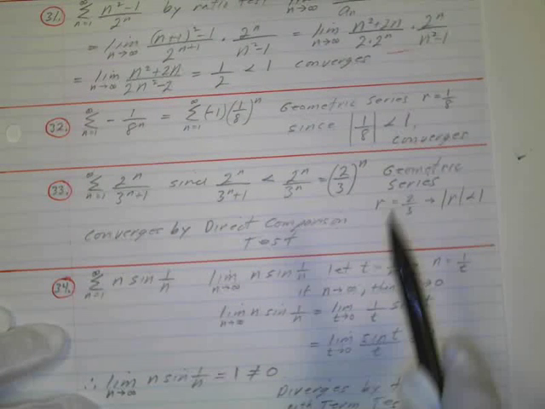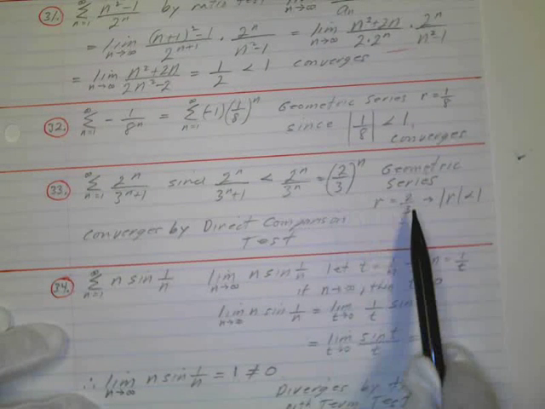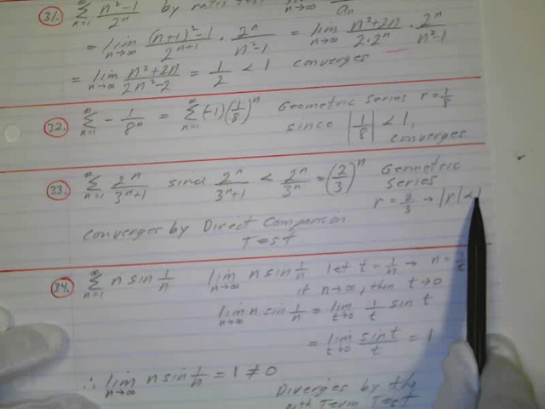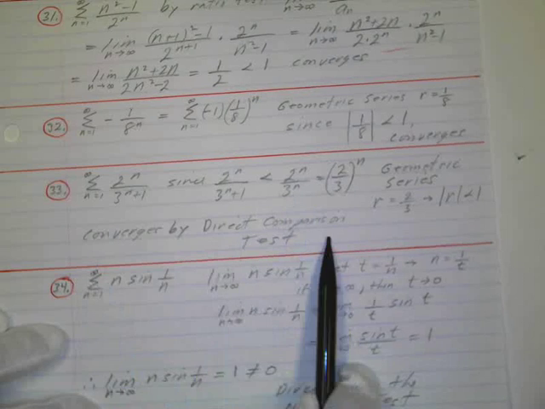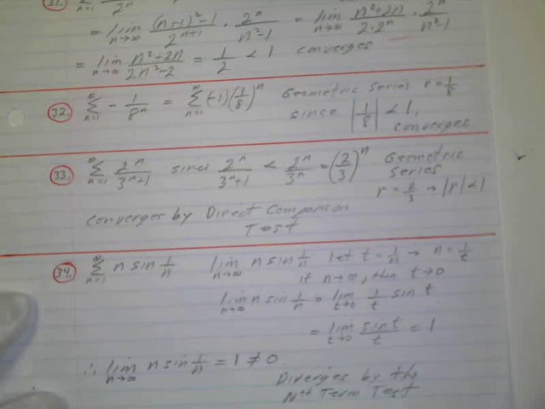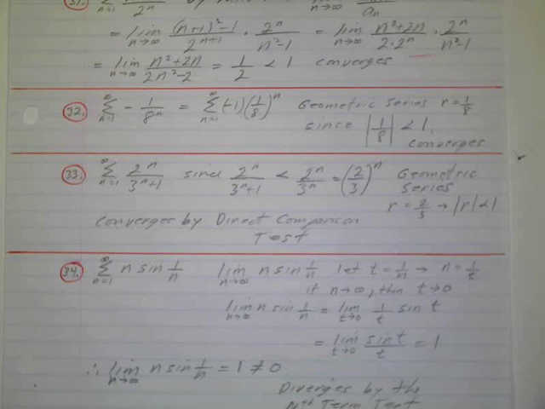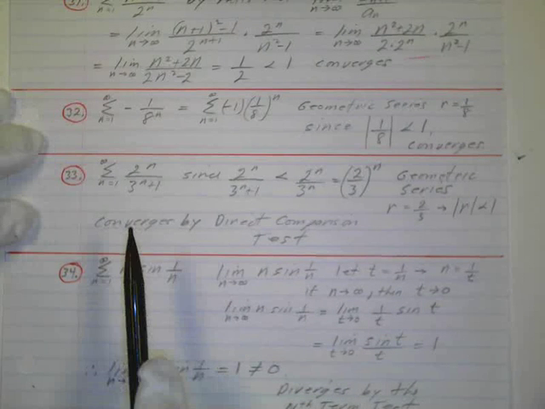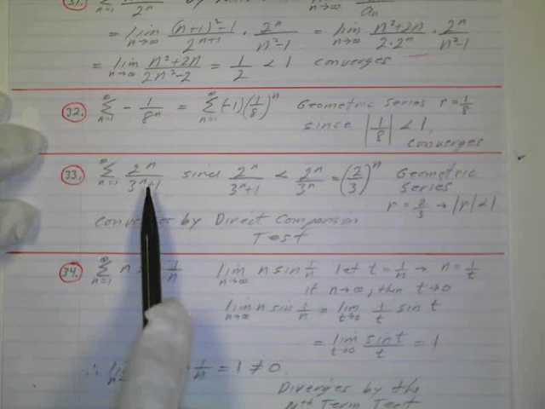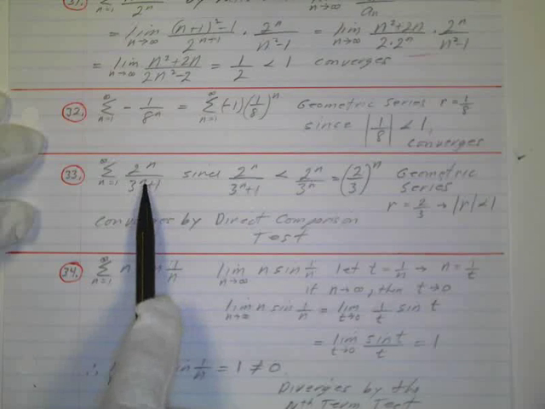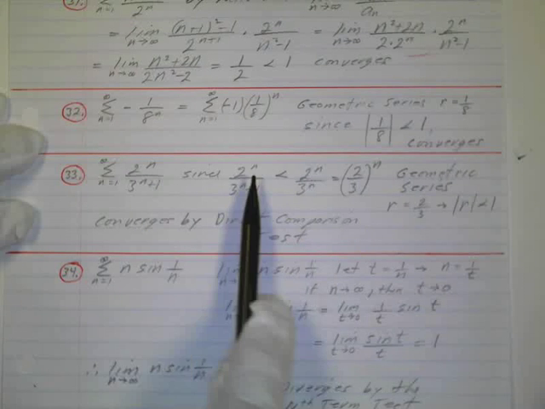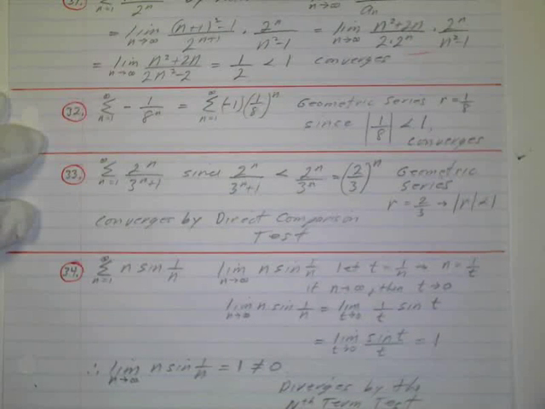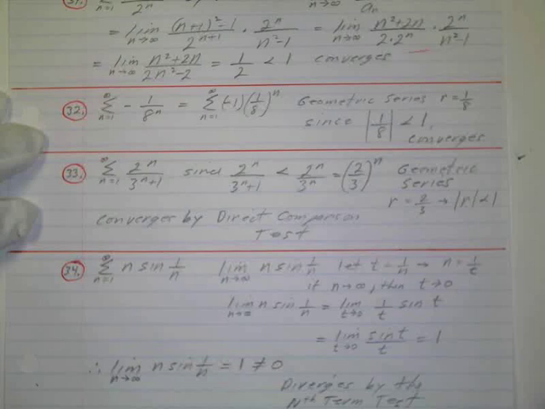Now this is a geometric series, isn't it? Because I can rewrite it as 2/3 to the n. And what's r? r is 2/3, so r is less than 1. Since every term in this series is less than every term in this geometric series, it converges by the direct comparison test. Sometimes you just have to be aware that if you make the denominator smaller, you make the result bigger. So you have to be careful to keep that squared away.